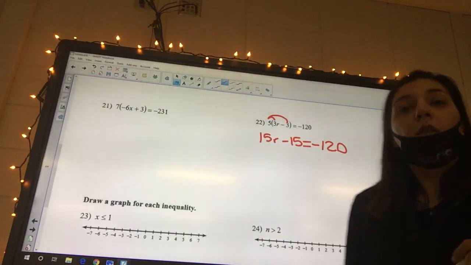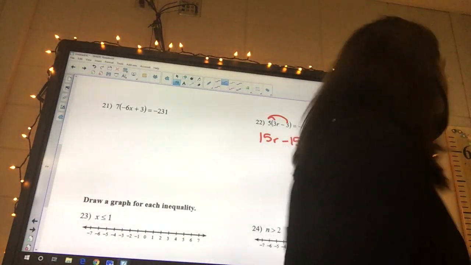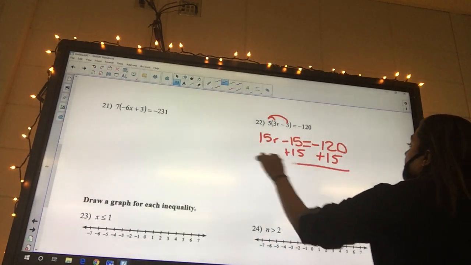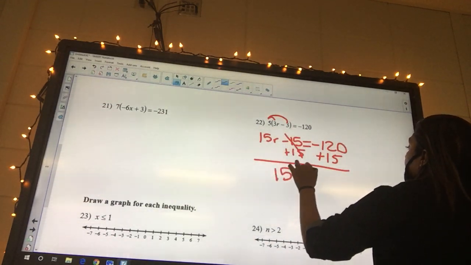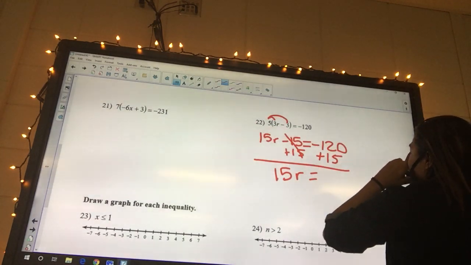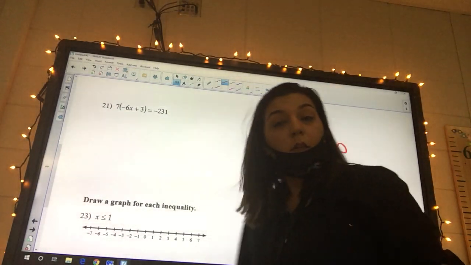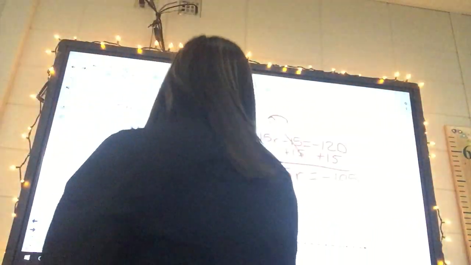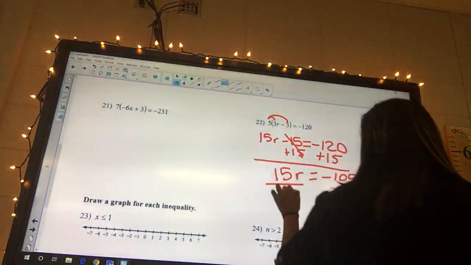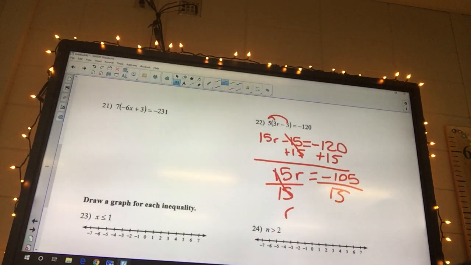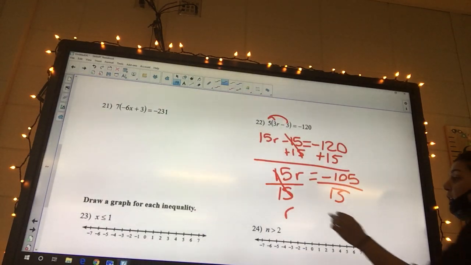Need to divide, you see. Plus 15. Plus 15 on both sides. Need to divide 15. So I got 15R equals negative 105. And my last step is going to be to divide by 15. This is negative 7.